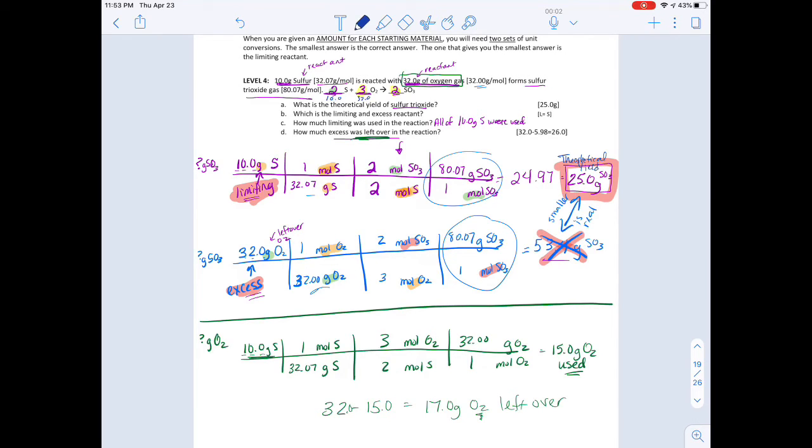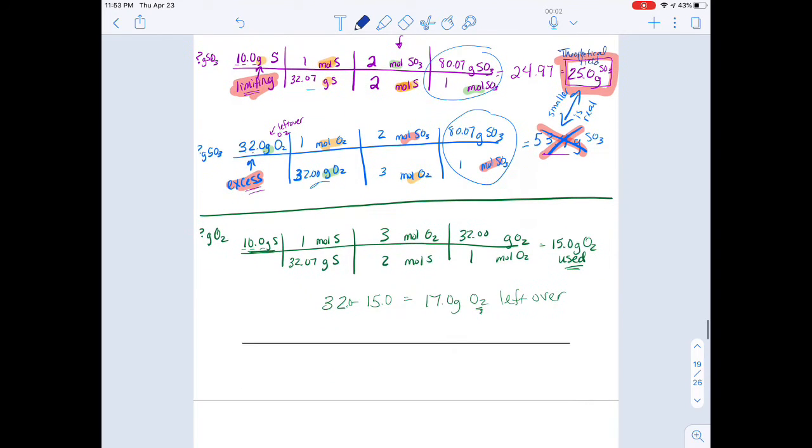And then if you need to know something about excess limiting reagent, you're going to need another train track. You take your limiting, so that's this one right here, and you start another one with it, but this time you're converting it into your excess. So this was your limiting, and you're converting it into your excess. And then you figure out how much O2 is used. Now that's not really the answer.